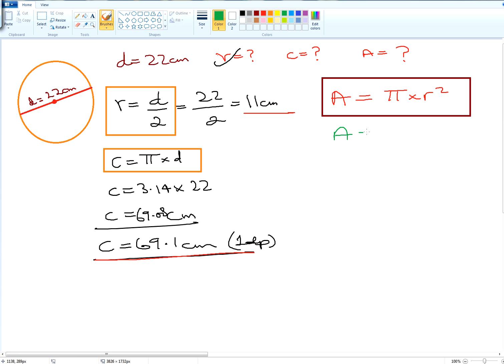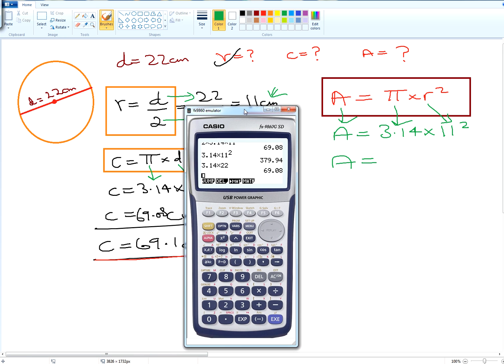So we said the area is equal to 3.14. Remember, the radius was given to us, we worked out in the beginning, which is over here, 11 times by 11 squared. So the area equals, so here's the area, here's the pi value, here's the r value. Okay. Now, you need to put this in the calculator and get busy.